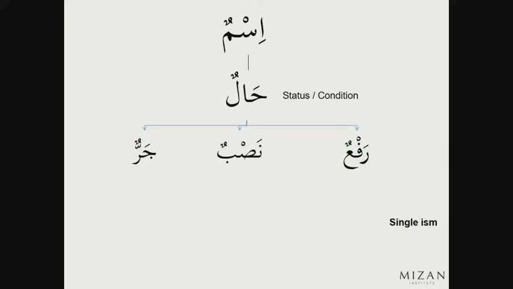How many hals can an ism have? 3. What are the 3 hals? Raf'un, nasbun, jarrun. Not nas, that's a sin. So, nasbun. Say it. Not no, na. Okay, say the 3. Raf'un, nasbun, jarrun. Altogether. Raf'un, nasbun, jarrun. Again.